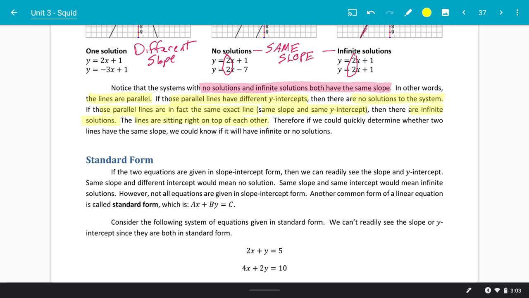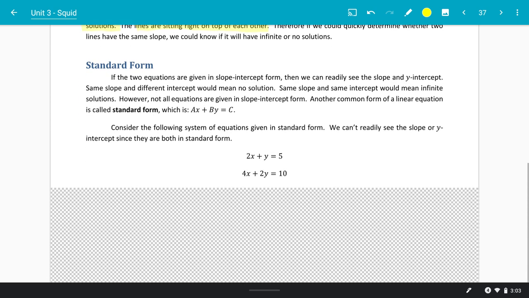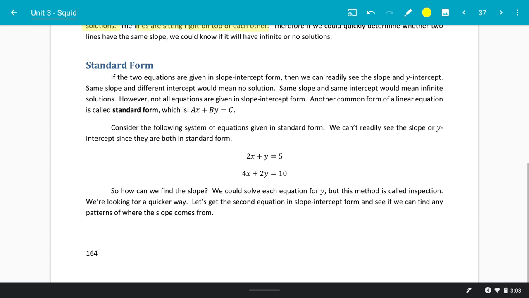Therefore, we could quickly determine whether the two lines have the same slope. We could know if it will have infinite or no solutions. If two equations are given in slope-intercept form, then we can readily see the slope and the y-intercept. Same slope, different intercept would mean no solution. Same slope, same intercept would mean infinitely many solutions.